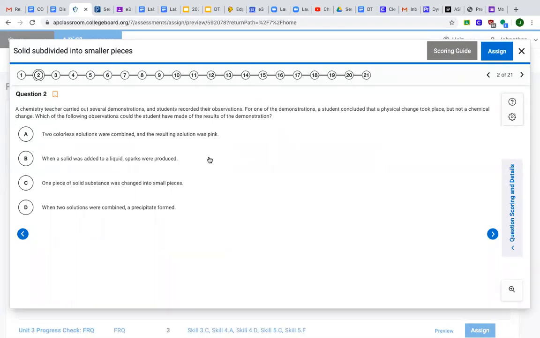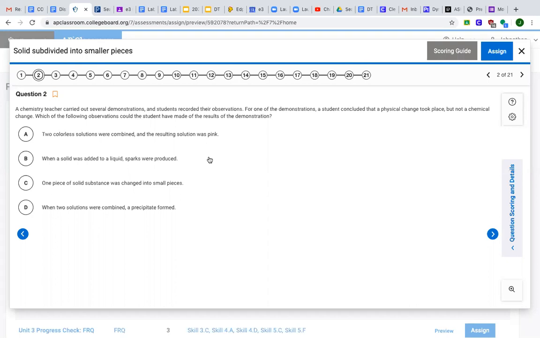Is it C? One piece of solid substance was changed into small pieces. Do you think that's true, Shifa? Is that a physical change? I have an answer. You have an answer, Sinead? What do you think? Is it A? Okay, Shifa, what do you think? I think it's A too. You think it's A too? Okay, what about you, Mercedes?